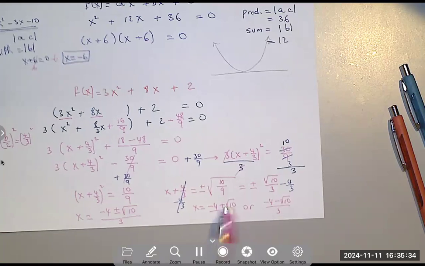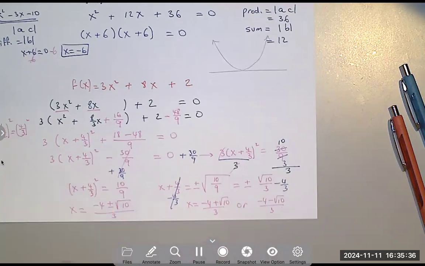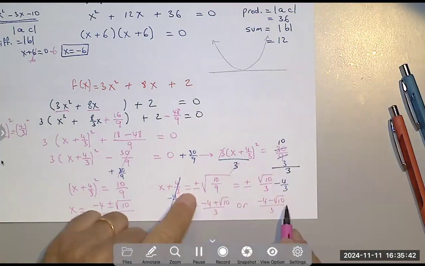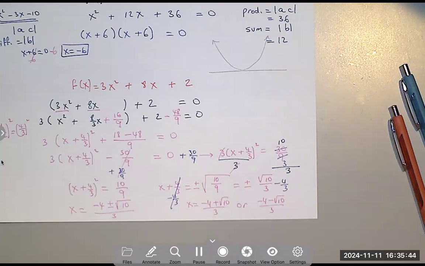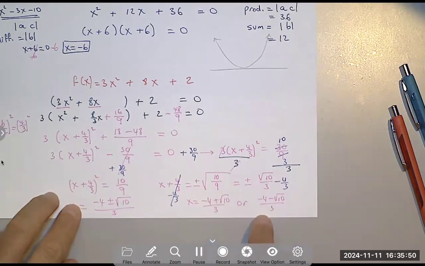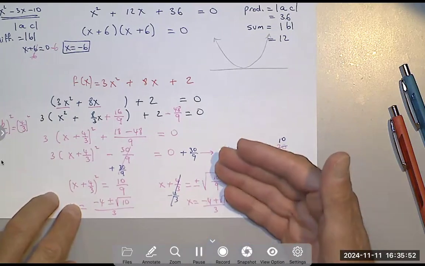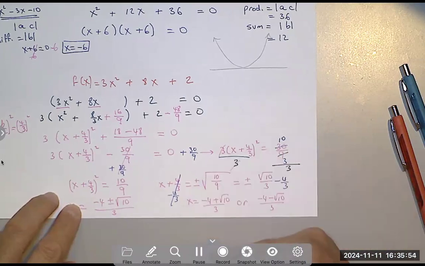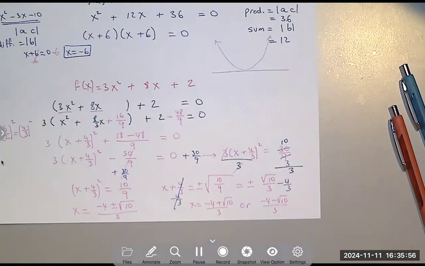Notice that if I try to take the average of the two to find the axis of symmetry, if I add these two numbers and then divide them by 2, notice adding the numbers will get the root canceling each other. So I get -8/3. And then I'm going to divide them by 2 to get the average. So I get -4/3.